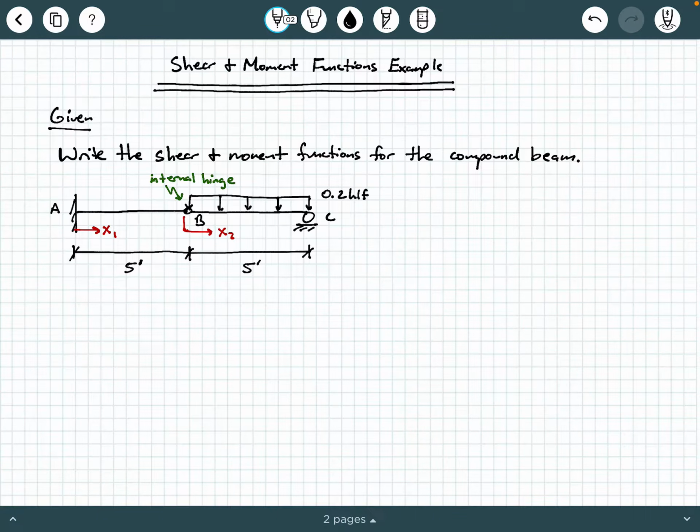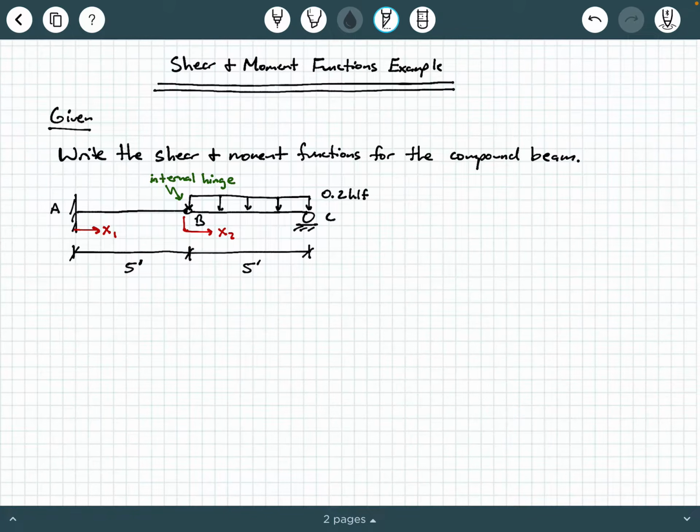Hey everybody, Dr. A here, and in this video we're going to be exploring another example of shear and moment functions. So let's go ahead and get started. In the given information, we're being asked to write the shear and moment functions for the compound beam.